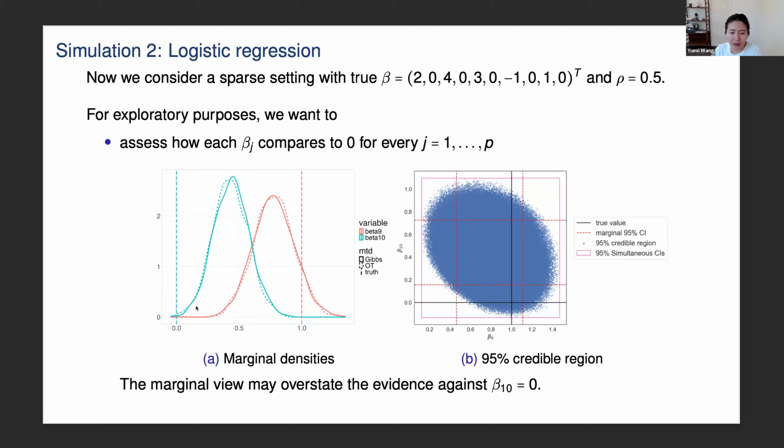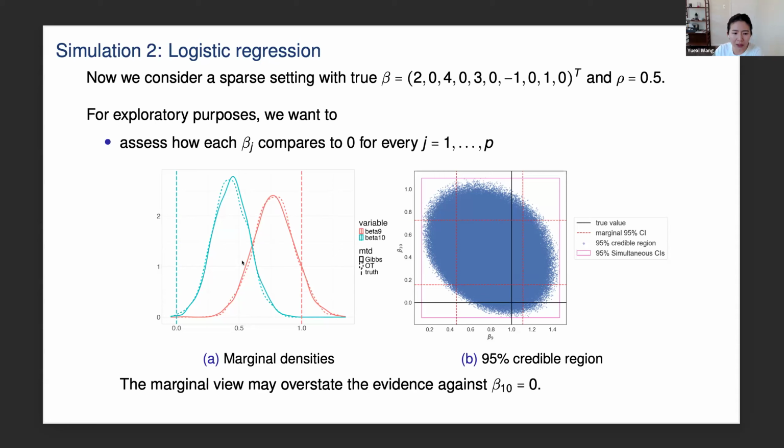So the first plot is the marginal density of the posterior of beta 9 and beta 10. If you're not using a shrinkage prior, this is how you usually understand whether these variables are significant or not. In this plot, the first thing you will notice is that our posterior, at least the marginal density, is very close to the Gibbs posterior. So this matches our observations from the previous slide.